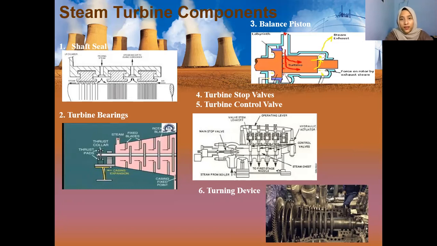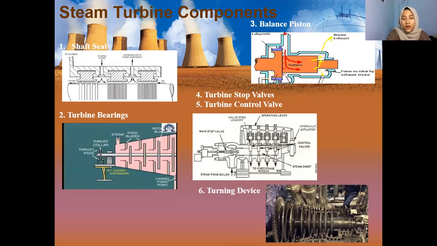And then number 3, balloon piston. In a steam turbine, there is a 50% reaction force from the rotating blades producing an axial force against the right side of the turbine per cylinder. This is the force that the balloon piston system needs to resist. You can see the picture below.